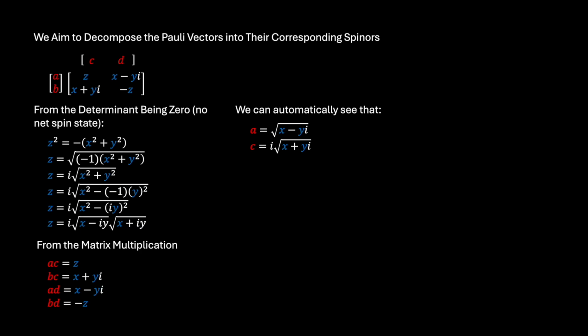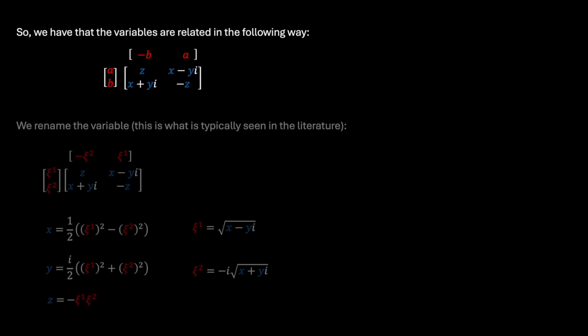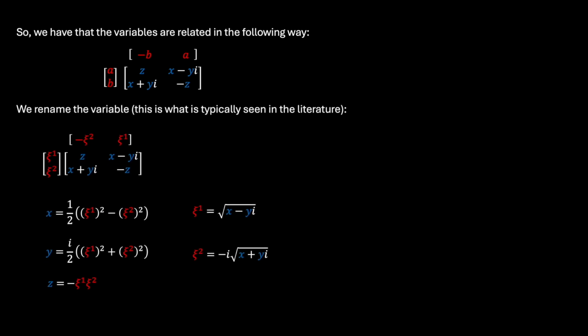From this, we can calculate the rest of the variables and find that c equals negative b and that d equals a. So we have reduced the problem from 4 variables to 2, and we will rename the variables that we see in the literature to xi, and from this we can get x, y, and z in terms of spinor components, and vice versa.